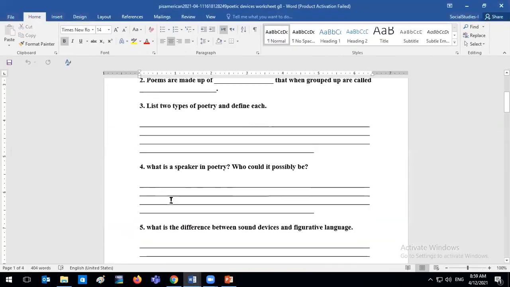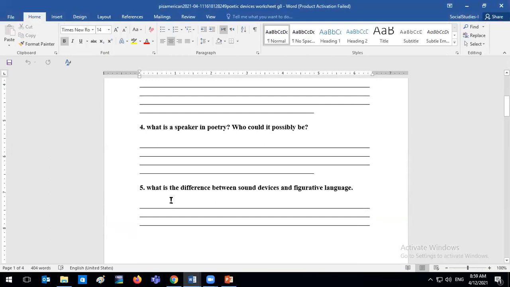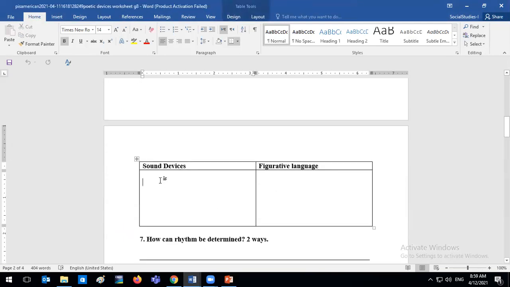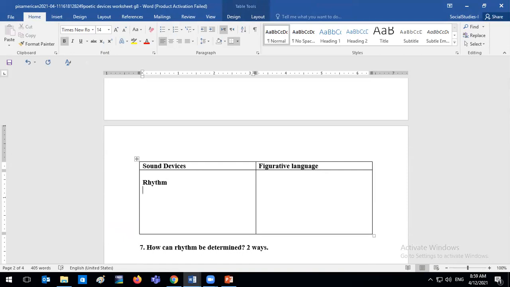Here again, we stopped here yesterday in class about the difference between sound devices and figurative language. Sound devices are divided into categories, and we mentioned them here. When we discuss sound devices, if you go to page number 578 in the book, you have a list of sound devices. These are the devices that we're going to discuss. One of them is rhythm, the other one is rhyme.